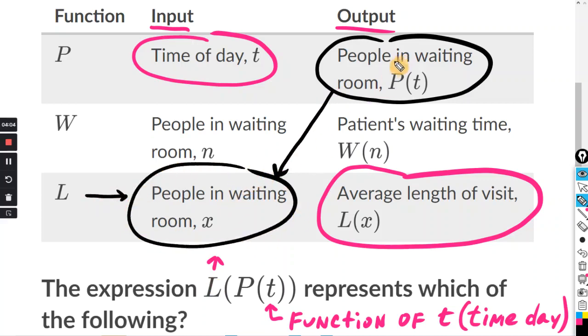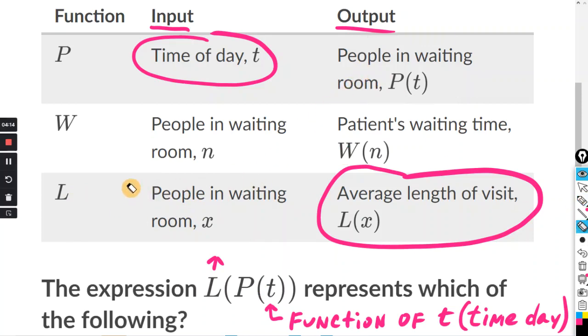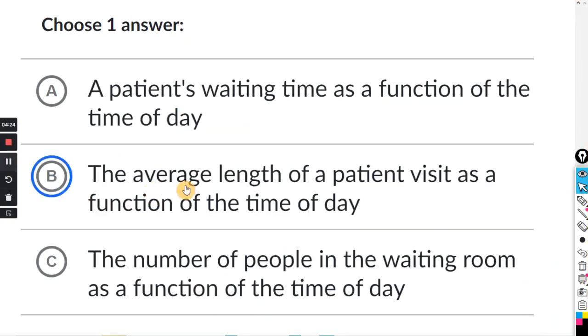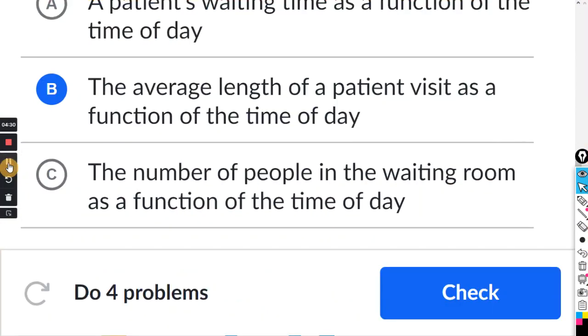The people in the waiting room is the output at first, and then it gets plugged in for the people in the waiting room in the L function. All right, you don't have to do that part. I was just explaining it to you. But back to what we were saying, L is the output. That's the average length of a visit based on the time of day. Let's take a look. Right here, average length of a patient visit as a function of the time of day. Answer B.